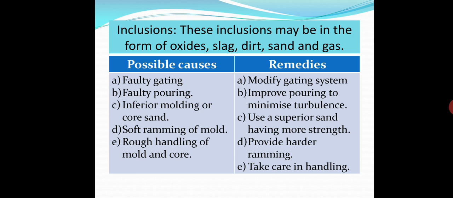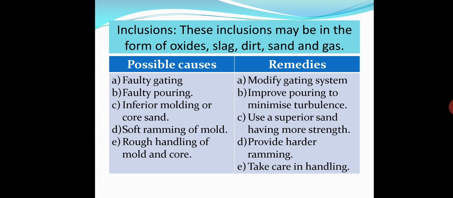Next is inclusions. These inclusions may be in the form of oxide, slag, dirt, sand and gas, which will be included in the casting. Possible causes for inclusions are faulty gating system, faulty pouring, inferior molding or core sand, and soft ramming of the mold. If the mold is rammed hard, then also we will get defects, and if the mold is rammed soft, then inclusions will occur. So the sand must be of proper quality and must be rammed to the desired extent. Rough handling of mold and core also causes inclusions.